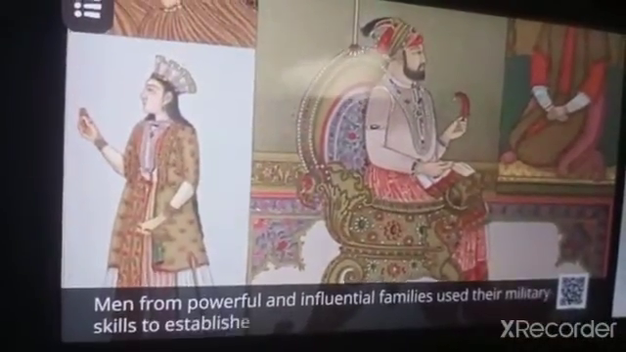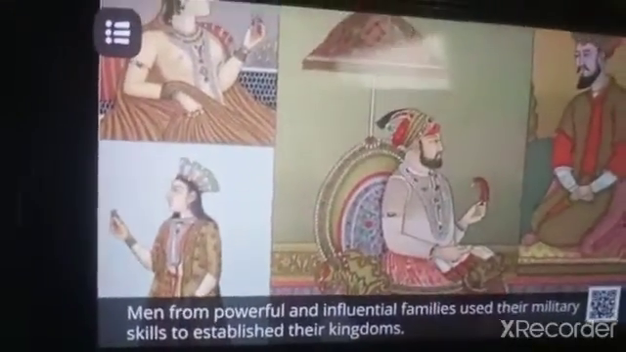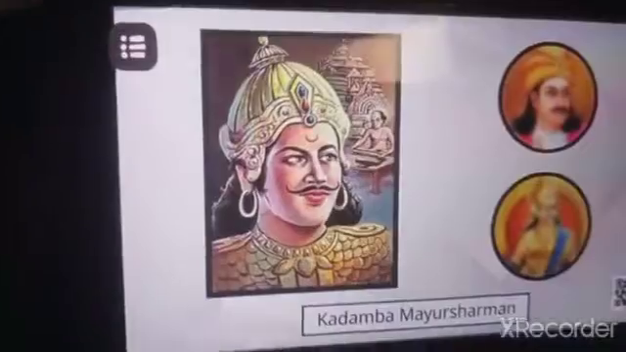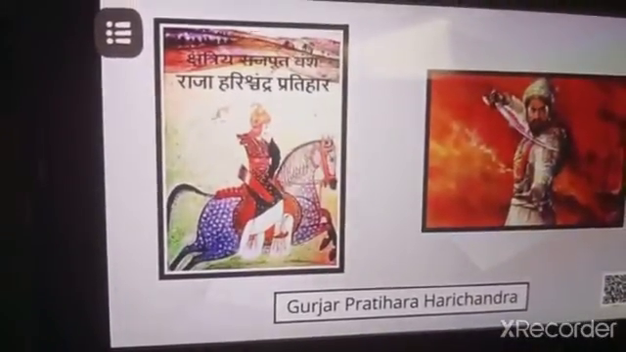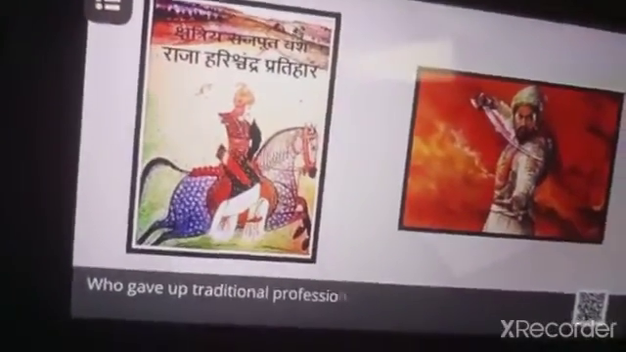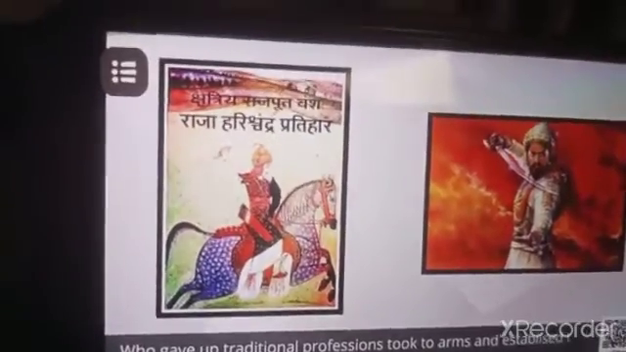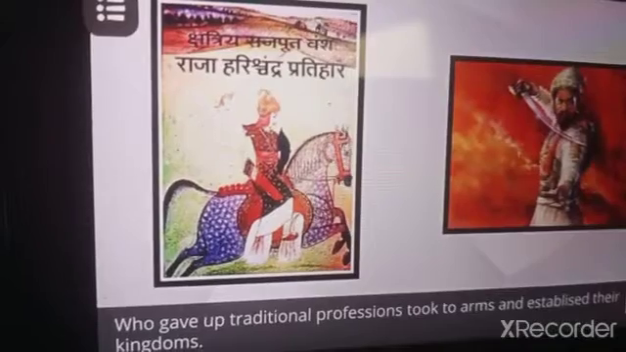There were instances as well where men from powerful and influential families used their military skills to establish their kingdoms, like the Kadamba Mayur Sharman and the Gurjar Pratihara Harichandra. They both were Brahmins who gave up their traditional professions and took to arms and established their kingdoms in Karnataka and Rajasthan respectively. Many of these new kings adopted high-sounding titles.